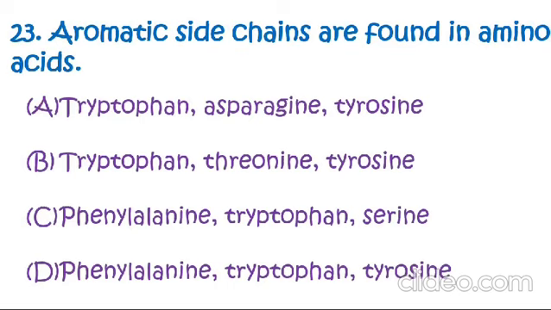Moving toward question number 23, aromatic side chains are found in which amino acids? The options are combinations of tryptophan, asparagine, tyrosine, threonine, serine, and phenylalanine. As you all know, it is a very simple question. Option number D, phenylalanine, tryptophan, and tyrosine, is the correct answer, which contain aromatic side chains in their structure.